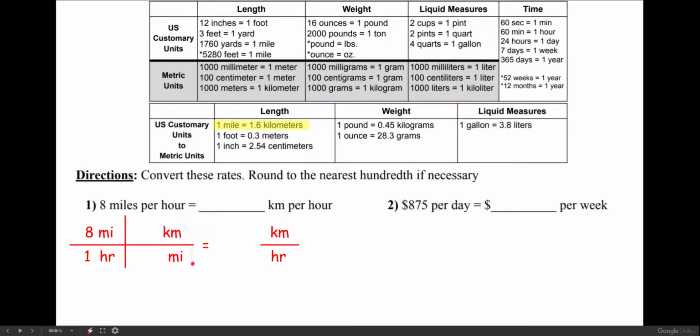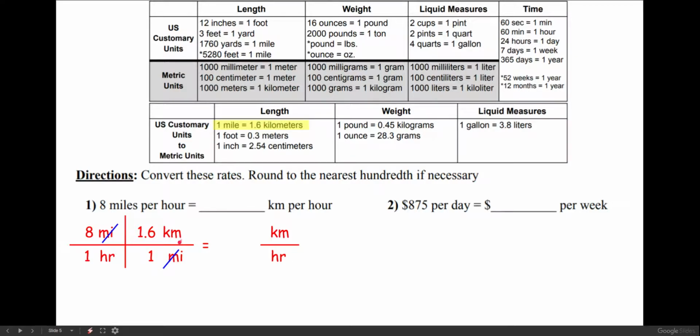Now, why would we put miles on the bottom? Well, if we have miles on top and on the bottom, we can cancel those terms. A mile on top, a mile on the bottom, that cancels it out. And now we are going to write our conversions. 1 mile is 1.6 kilometers.